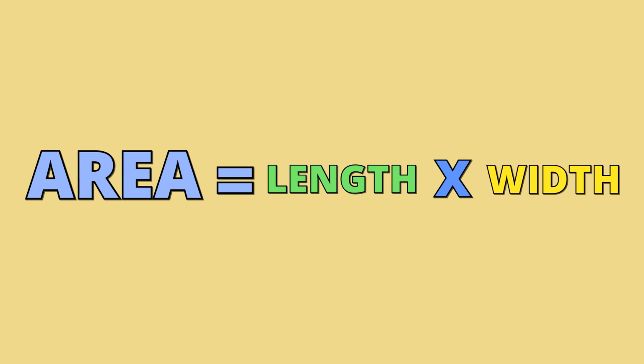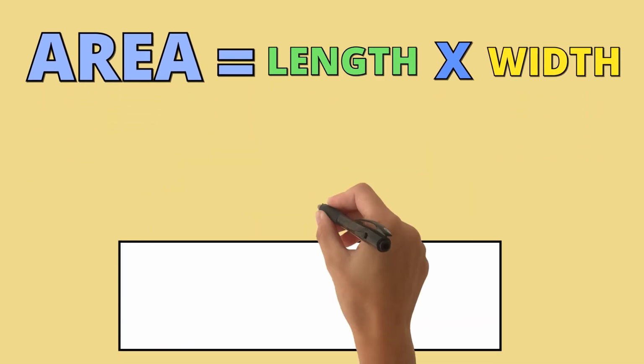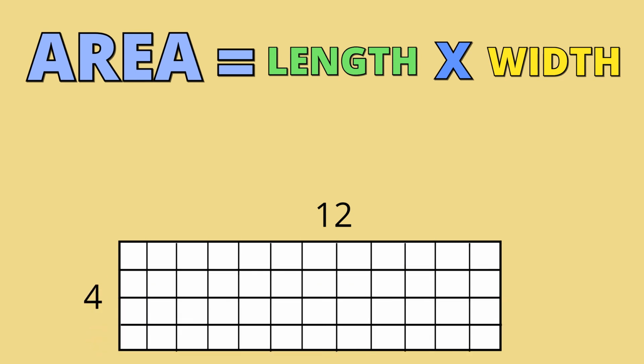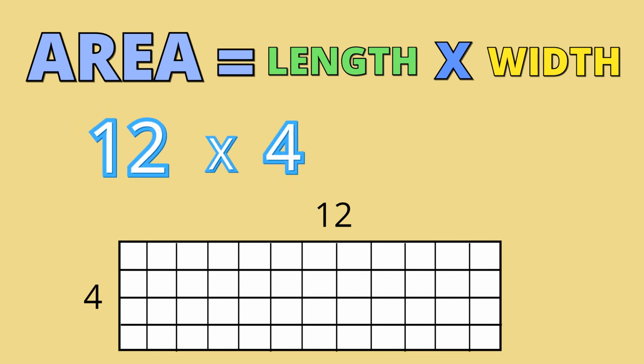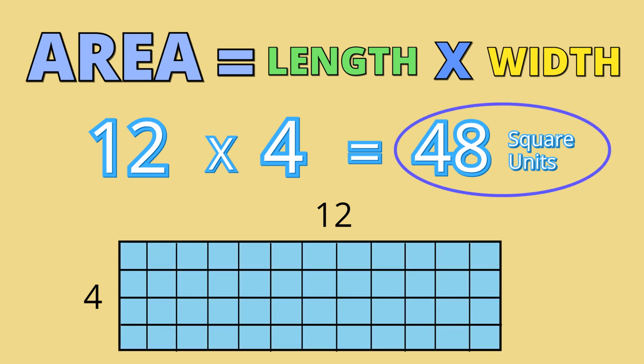Let's look at another example. This rectangle has a length of 12 units and a width of 4 units. I can count each square one by one, or use the formula length times width to find the total area. 12 times 4 is equal to 48. The area of this rectangle is 48 squared units.